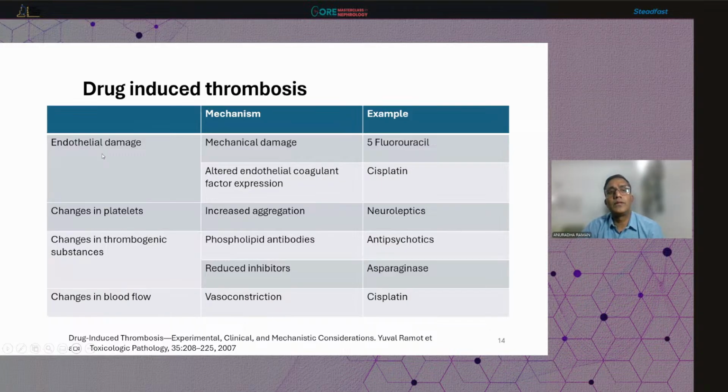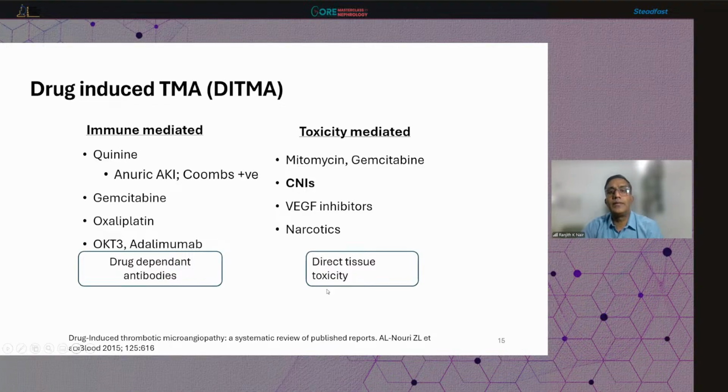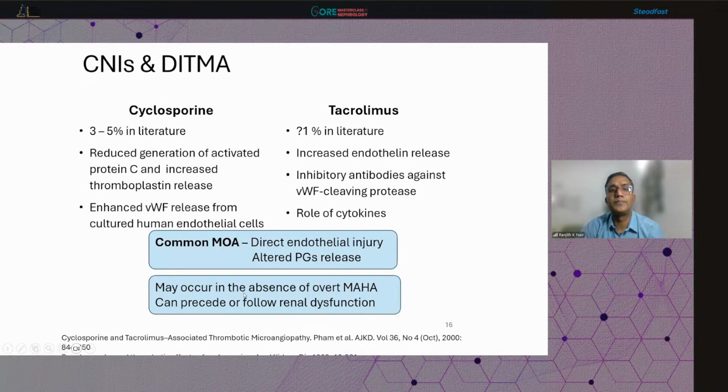Drugs could cause intravascular thrombosis, either by damaging the endothelium directly, like fluorouracil or cisplatin, causing morphological changes in the platelet membranes, which increase their aggregability, like neuroleptics, or changes in thrombogenic substances, like increasing phospholipid antibodies or reducing the inhibitors, like antipsychotics and L-asparaginase, or vasoconstriction, which could be caused by drugs like cisplatin. They could cause immune-mediated damage because of antibodies or direct toxicity to the vasculature in the form of CNIs, VEGF inhibitors. These are drugs that are more and more commonly being used in increasing indications today.